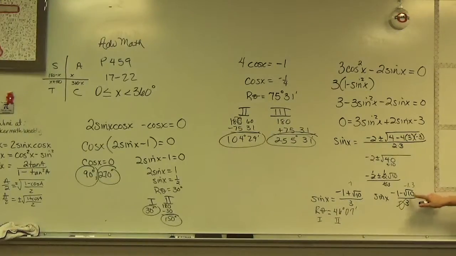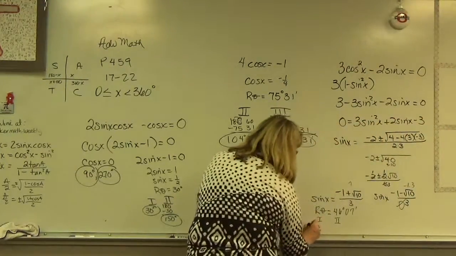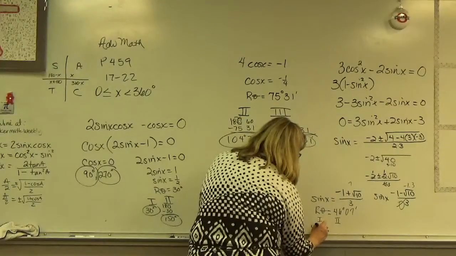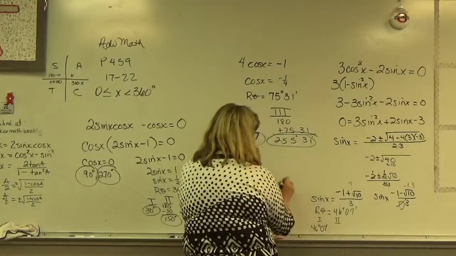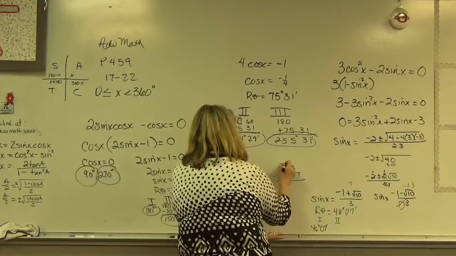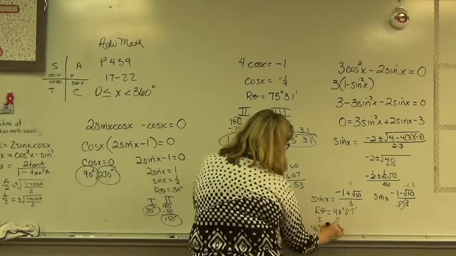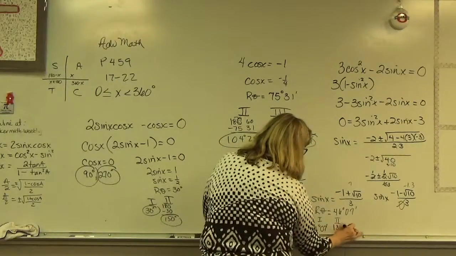So that's why I do the numbers separately, so you have the opportunity to see what type of number you're going to get. Now I go back and place 46 degrees 07 minutes in the first, that's easy. To place it in the second, I'm going to take 180 minus it. So I borrow a degree, so it's going to be 133 degrees 53 minutes, and that would be the answers.